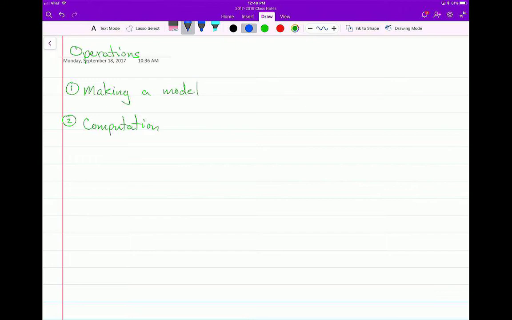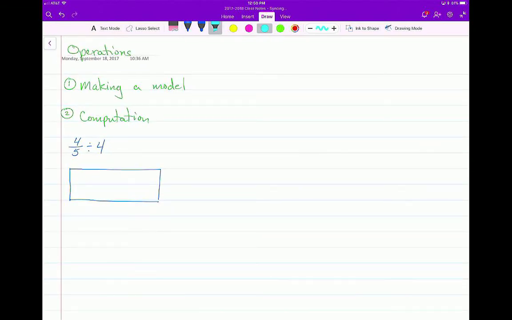So we take a look at the expression of 4/5 divided by 4. The first step in making a model, and there are many different versions of the model that you can create to represent this, the one that I mainly teach, we create a rectangle, and in that rectangle I am going to separate it to represent what really goes on in this expression.